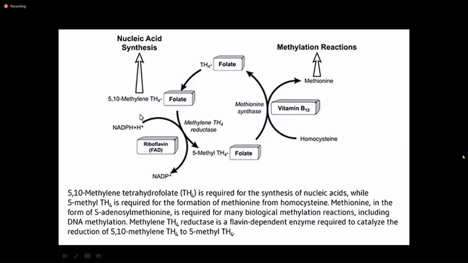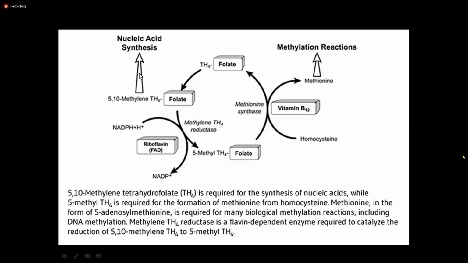In the absence of methionine, the methylation reaction will be disturbed and DNA and RNA synthesis will be impaired. Similarly, if there is a deficiency of tetrahydrofolate, what happens? Tetrahydrofolate is a carrier of one carbon compounds like 5,10 methylene tetrahydrofolate or methenyl tetrahydrofolate. This one carbon is important for the synthesis of DNA. So in the absence of this active tetrahydrofolate, what happens? DNA synthesis will be impaired.